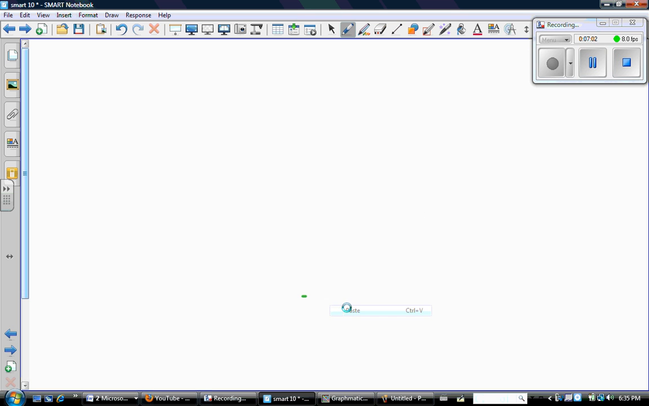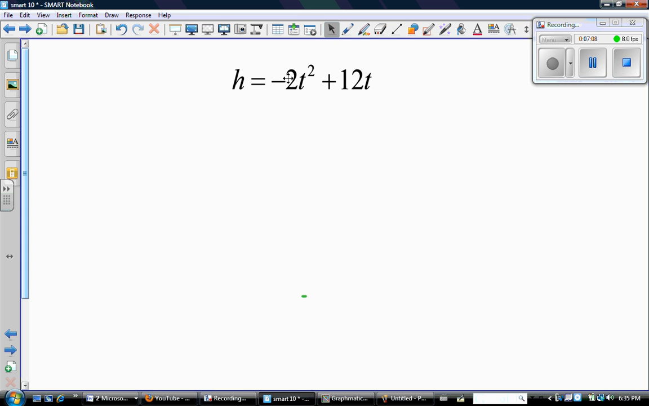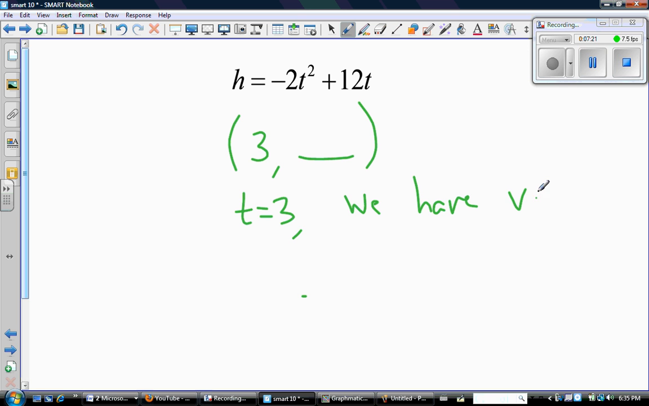And we want to find the maximum value of h. In other words, we're looking for the vertex. And we know that the vertex is at 3 comma something. In other words, when t equals 3, we have the vertex. So I'm going to let t equals 3 and sub it into this equation. And when I do that, I'll be able to solve for h and tell you the vertex.